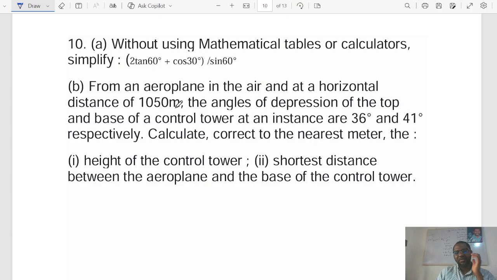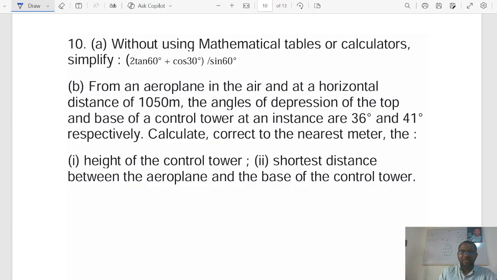Now this one says: from an aeroplane in the air, at a horizontal distance of 1050 meters, the angle of depression of the top and base of a control tower at an instance are 36 degrees and 41 degrees respectively. Calculate, correct to the nearest meter, the height of the control tower. Then the shortest distance between the aeroplane and the base.